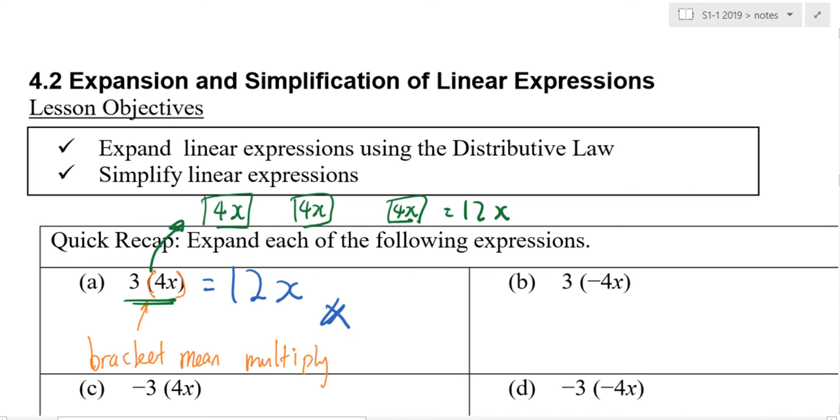Notice I read out the word plus 3 times plus 4. The reason is because if I have a sign, I have to take consideration of the sign. For example, in B, we are talking about 3 times negative 4. So what is plus times minus? Don't say out the answer. Write down the answer. What is 3 times minus 4?